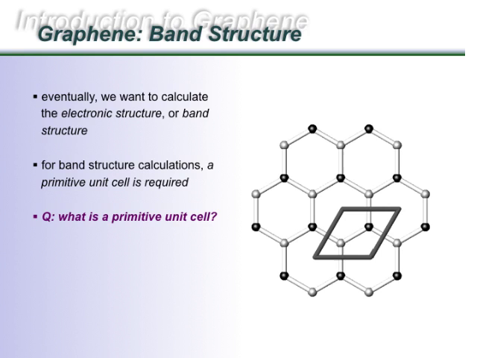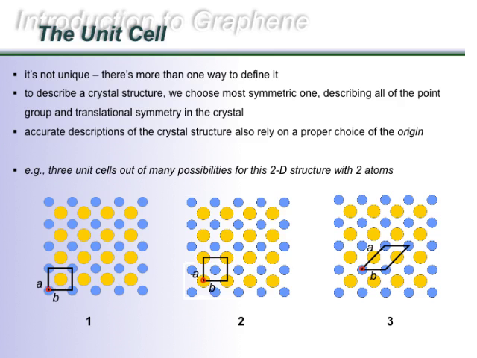What we want to do is to calculate the electronic structure or band structure for graphene. For band structure calculations, a primitive unit cell will be required. Question: what is a primitive unit cell? Before we get to that, let's review unit cells in general.